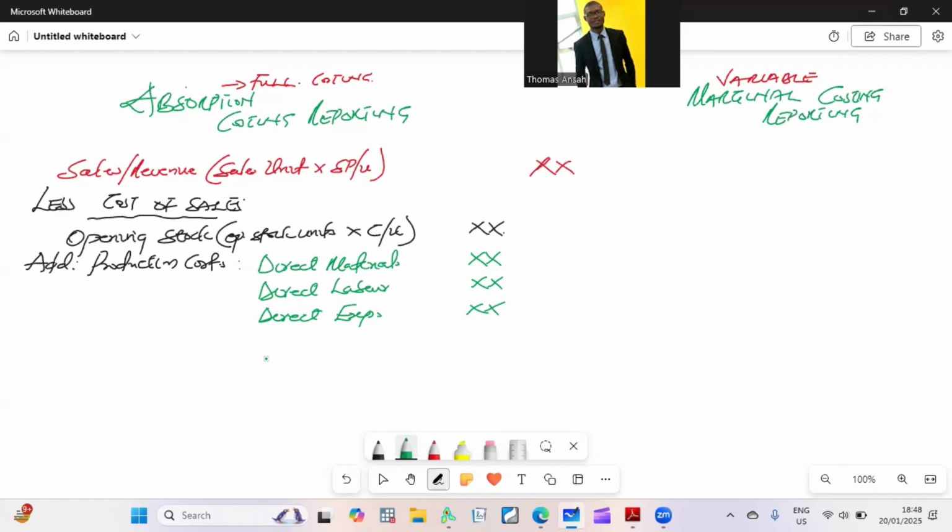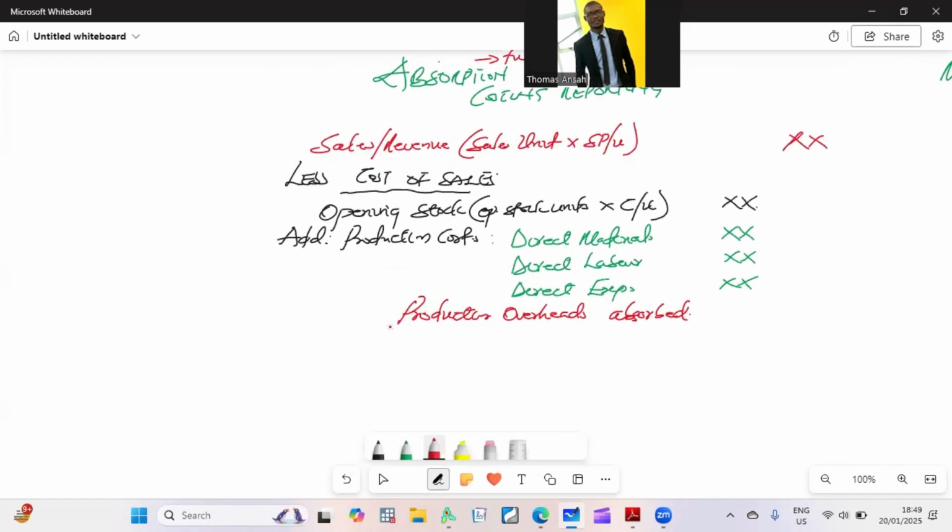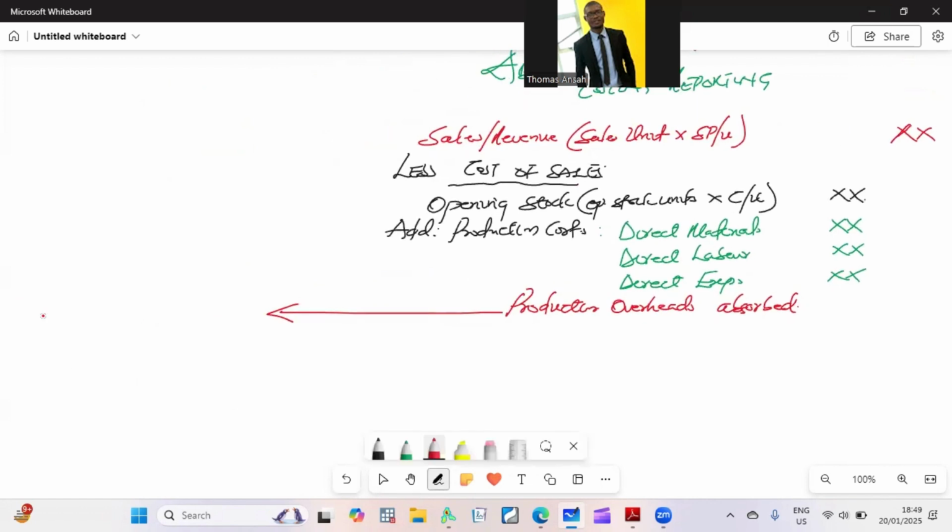When you get your direct ones, then you add production overheads absorbed. So I'm going to put that in red ink. Production overheads absorbed. Take a look at the format very well. And how do you do the production overhead absorbed? You will use your formula for determination of overhead absorption rate.